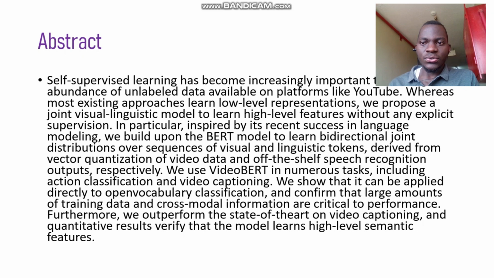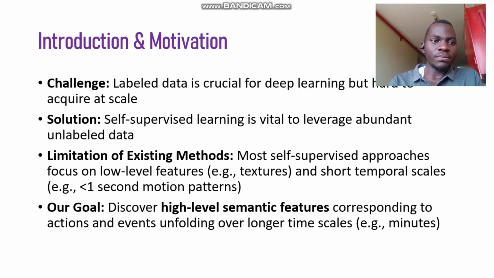So this is the abstract. Their challenge was that most AI models learn using labeled data, and labeled data is so crucial for deep learning but hard to acquire. Let's say for us, going to do Ugandan Sign Language, you can't go on making videos with their annotations, it's tiresome. So they came up with a solution: self-supervised learning, which is vital for unlabeled data.